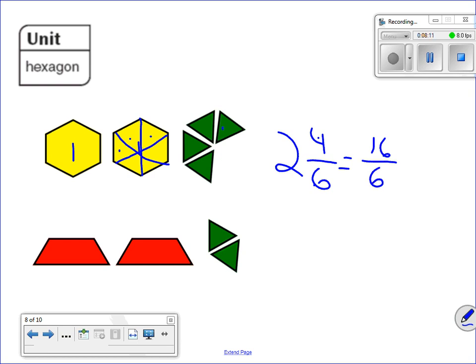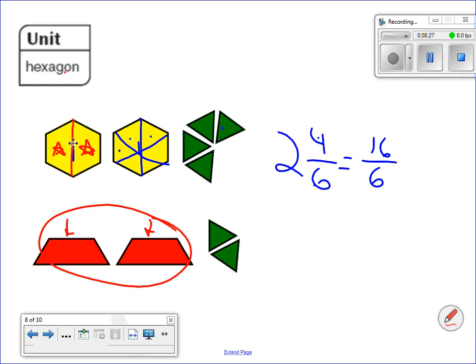Take a look here. How many hexagons do I have here? Well, if I'm looking at this hexagon right here, I have 1 trapezoid, I have another trapezoid. So I have this one and this one. This would equal 1 whole, if a hexagon is 1 whole. And then right here I have 2 triangles, so I have 1 and 2/6. Is it also written as 8 over 6?